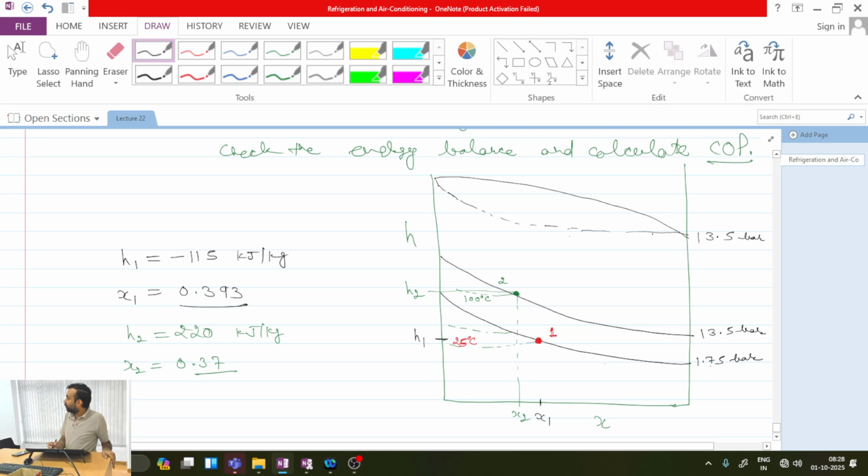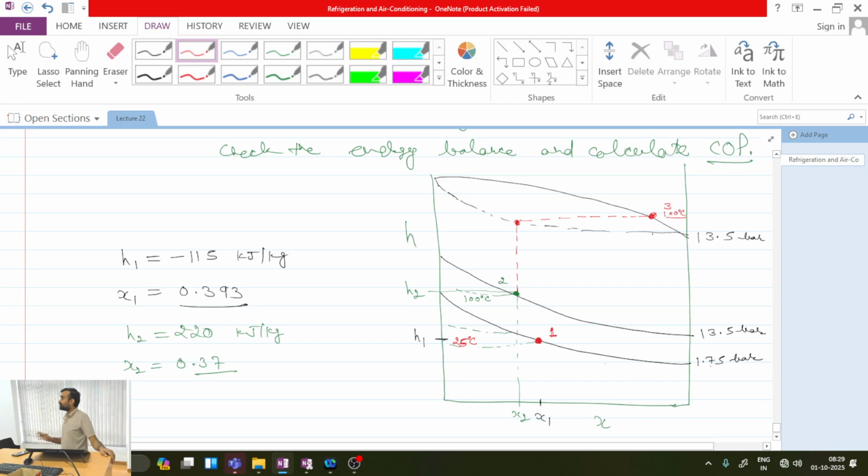How do I have to locate it? First, at 100 degrees Celsius and 13.5 bar in the saturated liquid state, I need to move vertically up and cross up to the equilibrium construction line. After crossing the equilibrium construction line, I need to draw a horizontal line, and where this horizontal line crosses the saturated vapor line, that is nothing but the 100 degrees Celsius. So this is state 3. This point will be having 100 degrees Celsius.